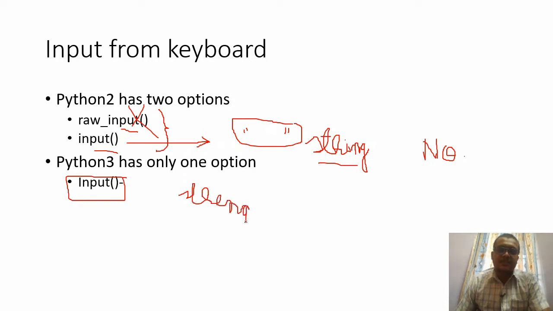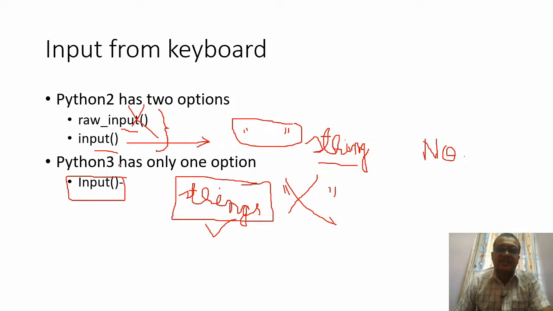You can give numbers, you can give anything. It is going to be considered a string irrespective of the usage of quotes. If you use the quotes, it is considered a string. If you are not using the quotes, it is also considered a string. So the mandatory thing is whatever you give as input by using this command called input from a keyboard, it is going to be considered a string in Python 3.